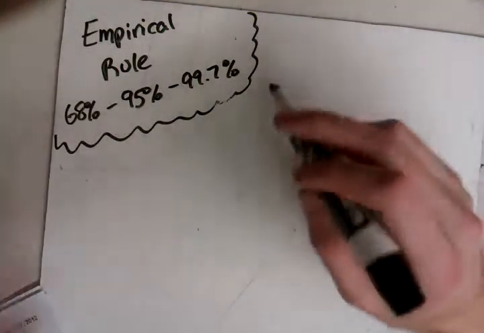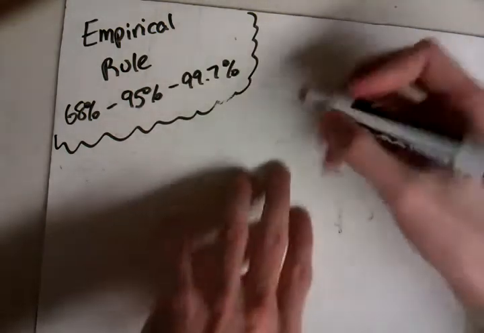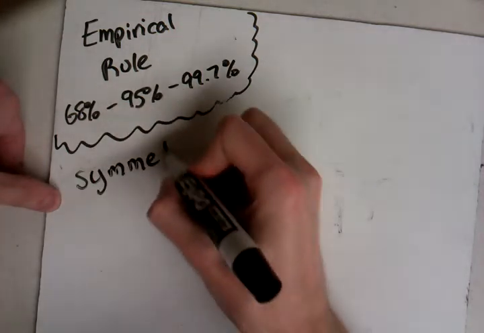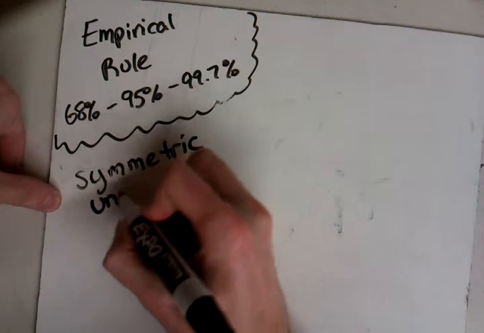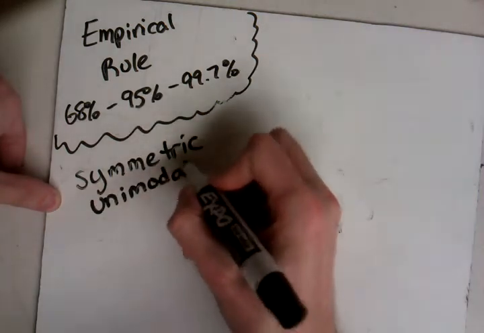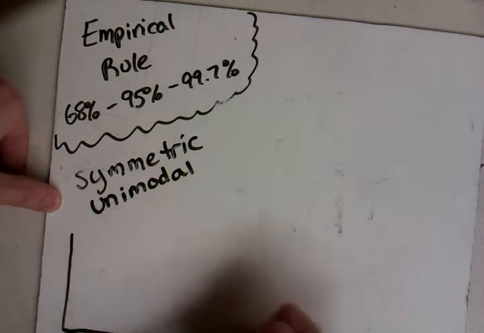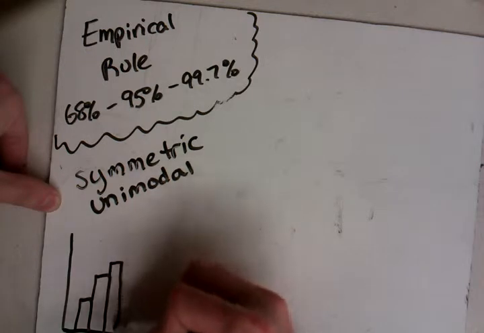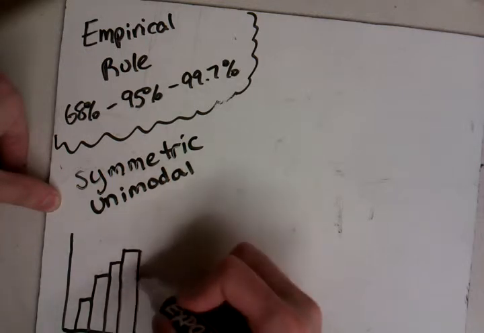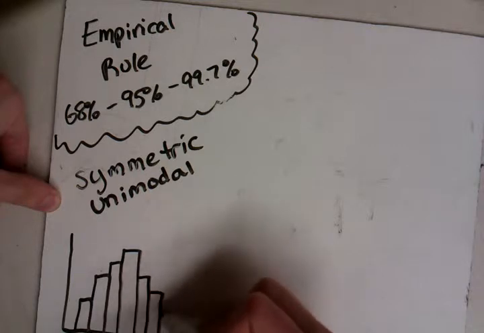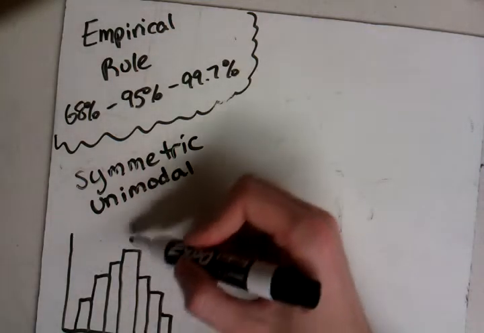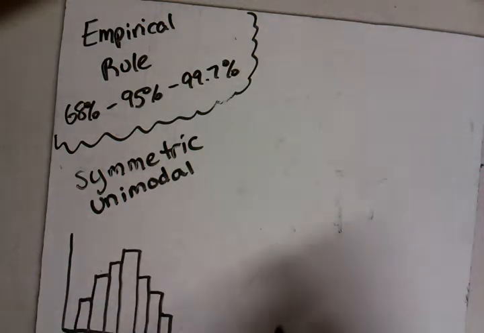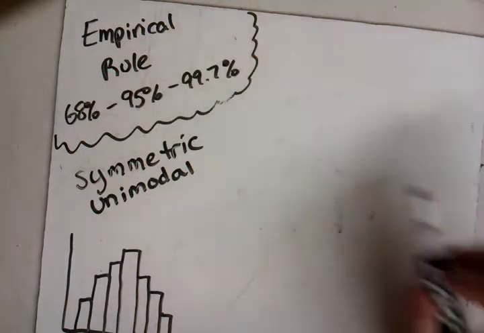Okay, so empirical rule. Empirical rule is used whenever you have data that is both symmetric and unimodal. So maybe you've got a histogram and it looks something like this, just to make up an example here. So this here, it's unimodal. There's one peak, and it's pretty symmetric, pretty even on both sides. Not perfect, but it's roughly symmetrical.